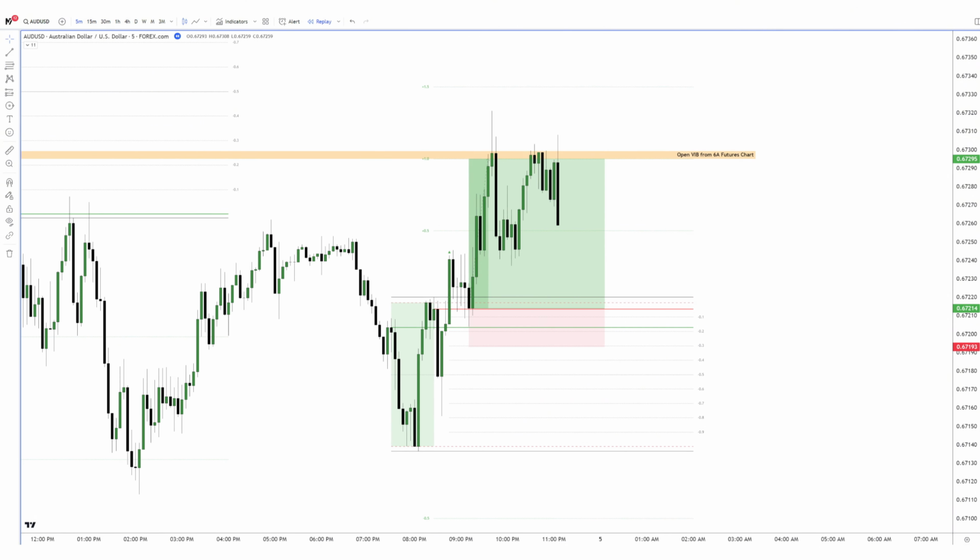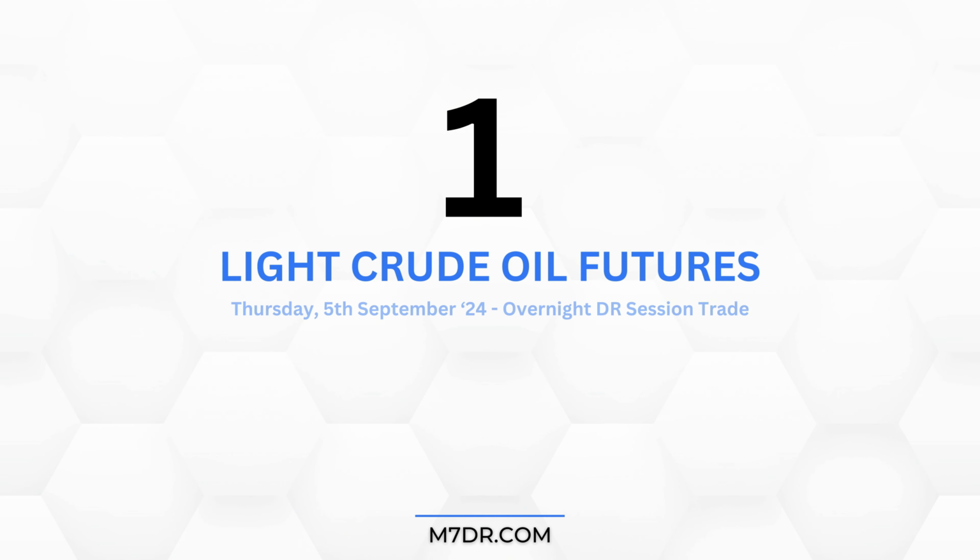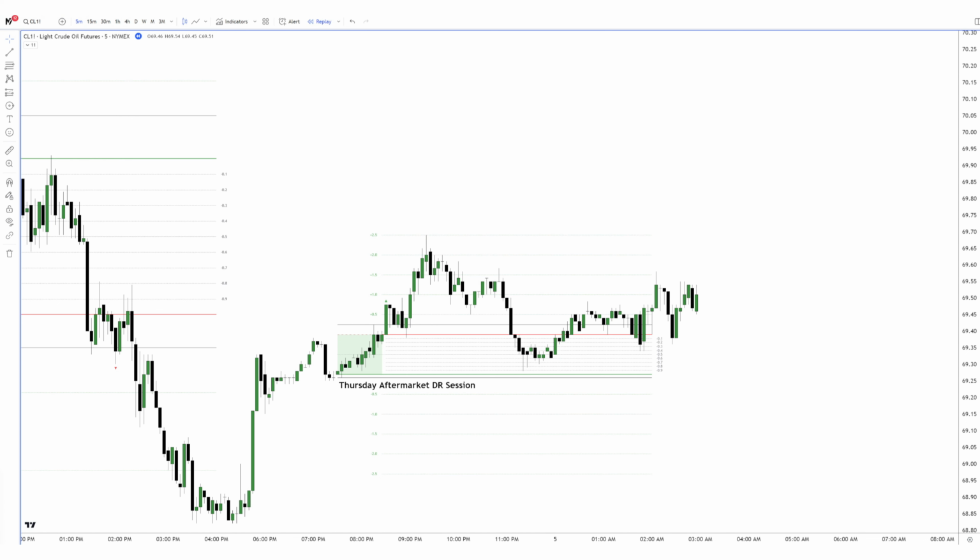And we're coming to number 1, light crude oil futures market, Thursday overnight DR session trade. Oil had a very nice start into the day with the ADR having an immediate long confirmation, shallow retracement into the IDR high, and then extending to the 2.5 standard deviations to the tick. There is also an intraday gap imbalance inside the ADR box formation, which acted as a no trespassing area later on.